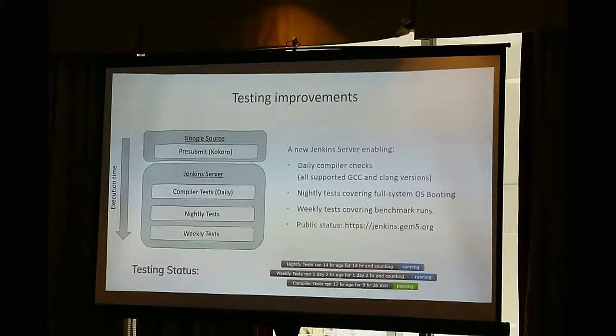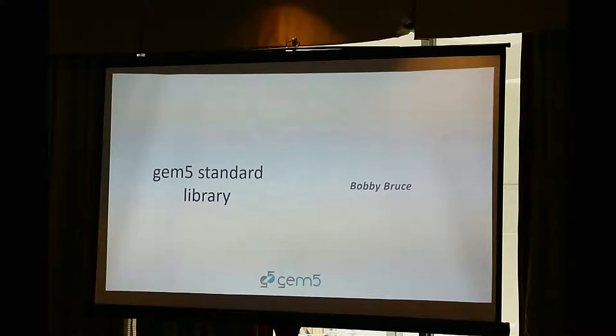And if you go to the gem5 website, you'll see this banner, which shows the current status of all the tests, which I believe right now is all green. So that's very exciting. And if you go to jenkins.gem5.org, you'll actually see all the different tests and their histories. I discourage you from looking at the history of the tests. It's all green now. So with that, I'm going to turn it over to Bobby to talk about the standard library.